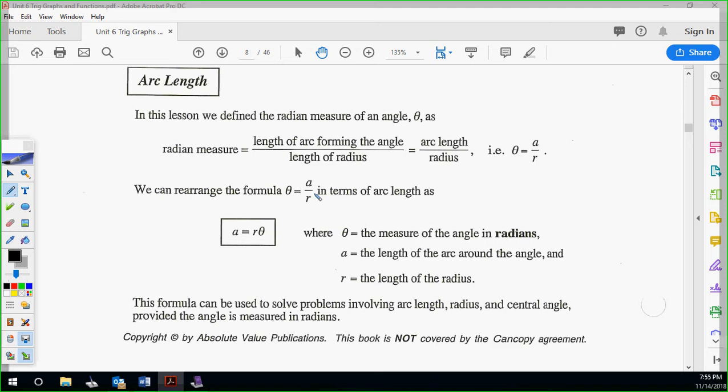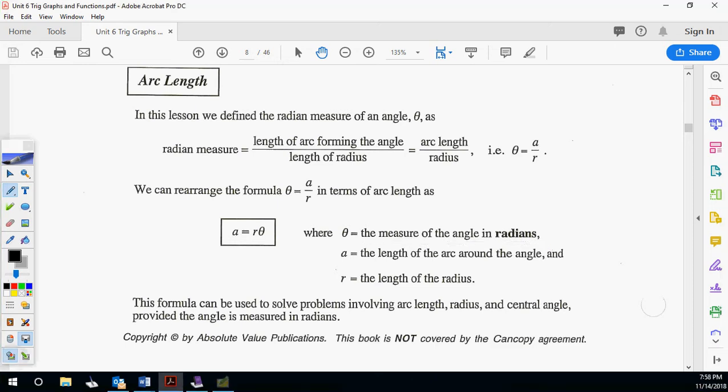So we can rearrange the formula theta equals a over r in terms of arc length, so solve for a, by simply multiplying the r over. And so that gives us this right here, a equals r theta. So theta is the measure of the angle in radians, a is the length of the arc around the angle, and r is the length of the radius. This formula can be used to solve problems involving arc lengths, radius, and central angle provided the measure is in radians. So that's just kind of where we're going.